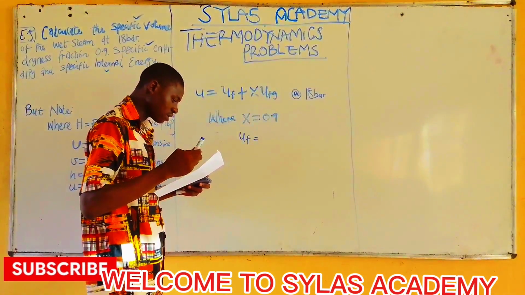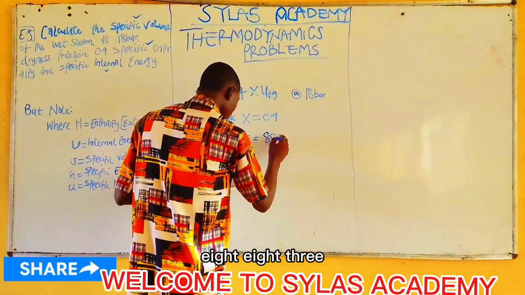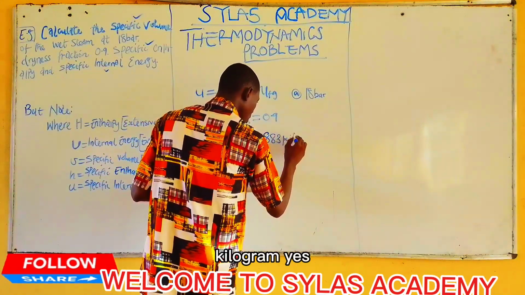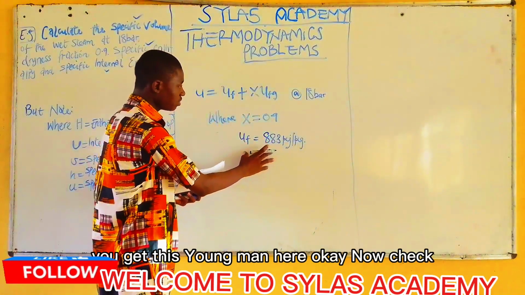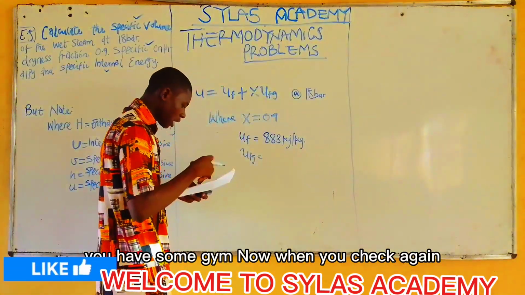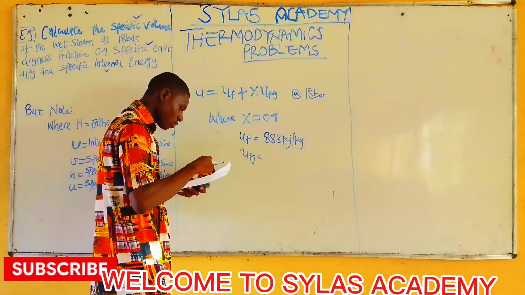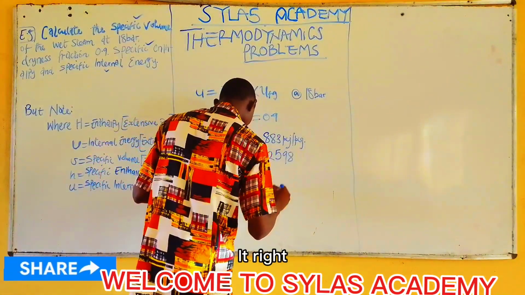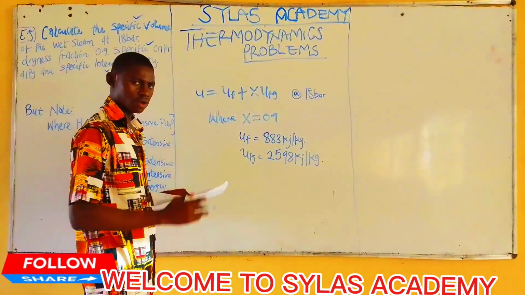Which number are you going to get? You will get 883 kilojoule per kilogram. When you go to your steam table, you get this value here. Okay, now check for u sub fg. When you check again, you will get 2598 kilojoule per kilogram.